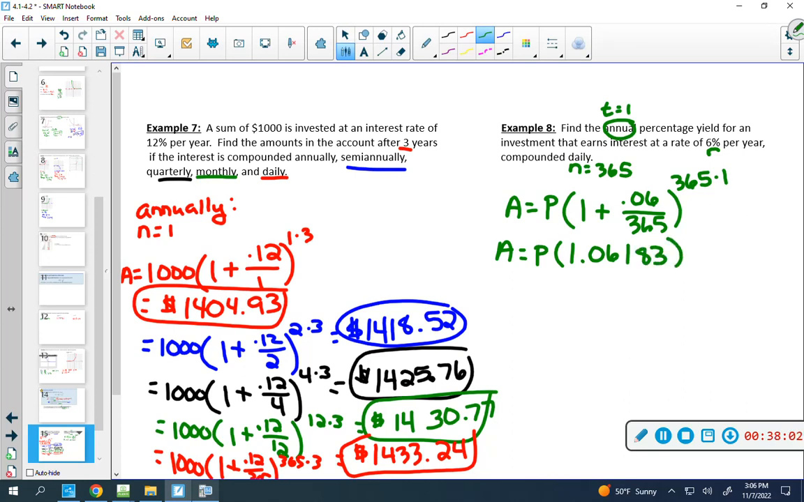So I'm looking at this and I'm like, well, okay, I can't tell you what the overall amount in the account is because I don't know the principal. That's a problem. But that's not asking me for it. It says, no, we're not done. Find the annual percentage yield.